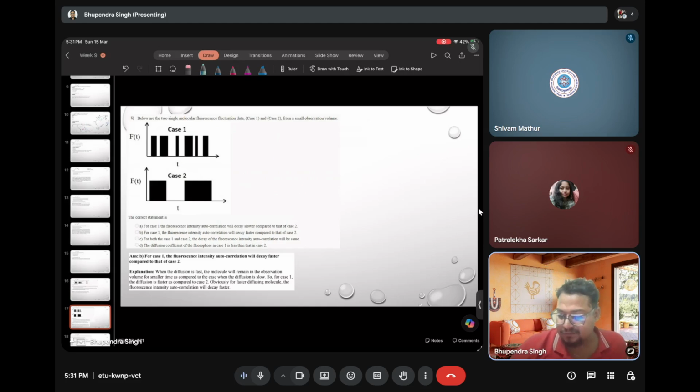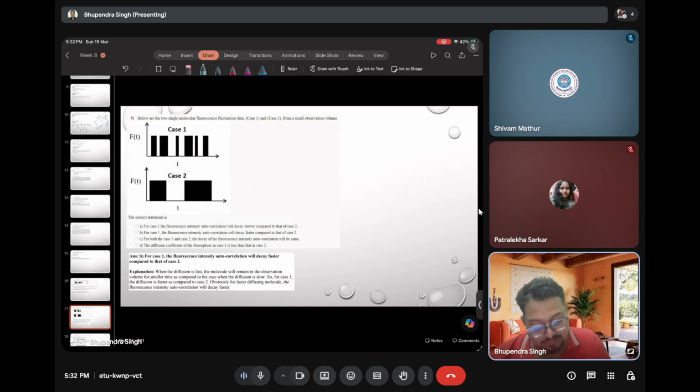Explanation: when diffusion is fast, the molecule will remain in an observation volume for a smaller time as compared to the case when diffusion is slow. So for case 1, the diffusion is faster as compared to that of case 2. Obviously, for a faster diffusing molecule, the fluorescence intensity correlation will decay faster.